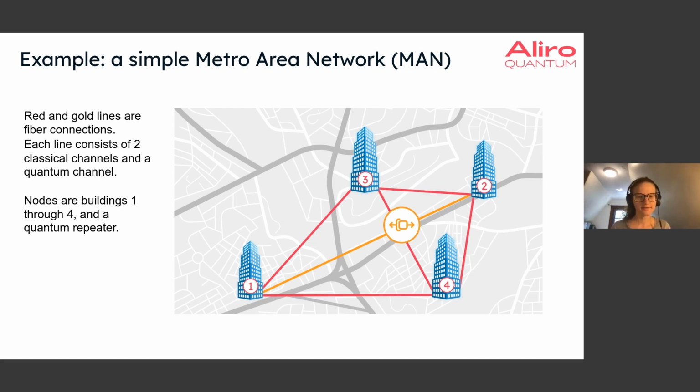We also have a quantum repeater in this example. This is indicated by the gold symbol within the gold circle. The red and gold lines that connect the buildings and the quantum repeater represent fiber connections. These fiber connections include a real-time classical channel, a non-real-time classical channel, and a quantum channel.